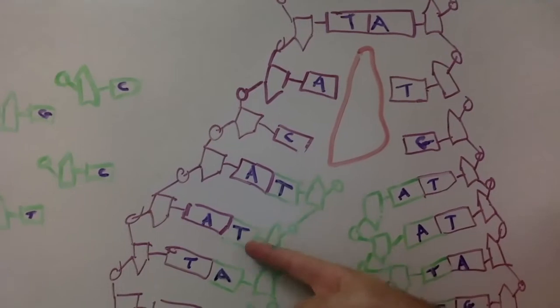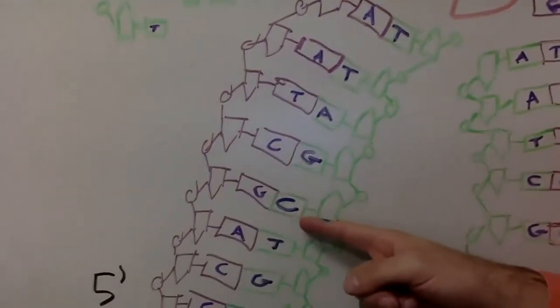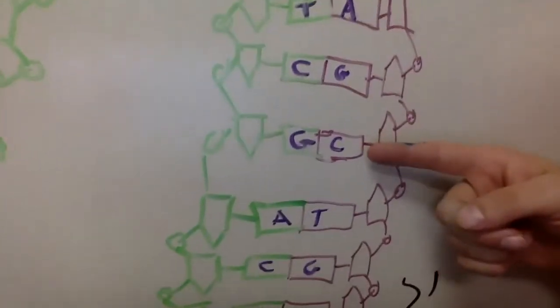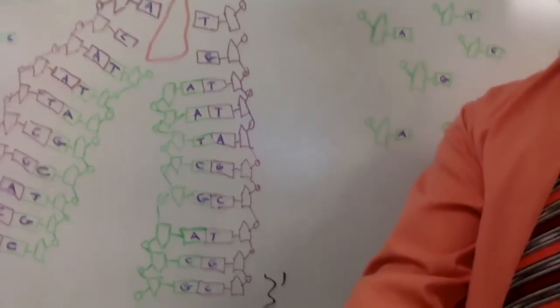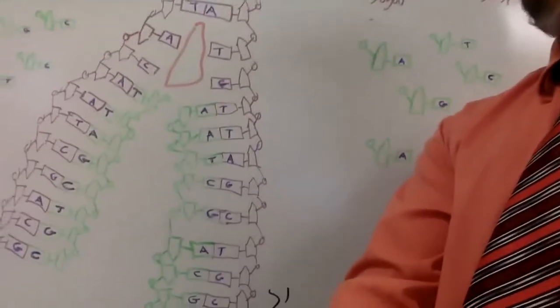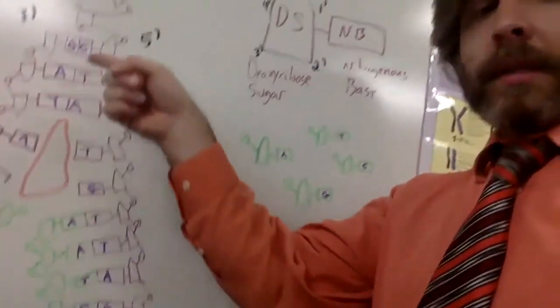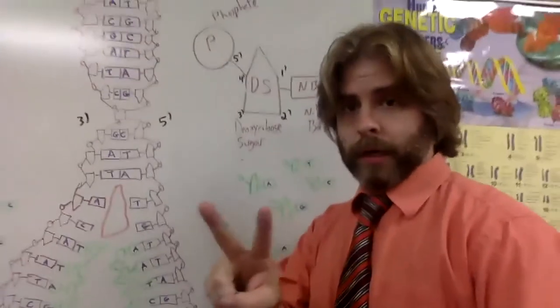And now look at the code. This side is AT, AT, TA, CG, GC. Over here, AT, AT, TA, CG, or GC. It's the same code. We are building two completely identical strands of DNA. And when this whole thing is done, that's what we'll have, 2 strands of DNA.